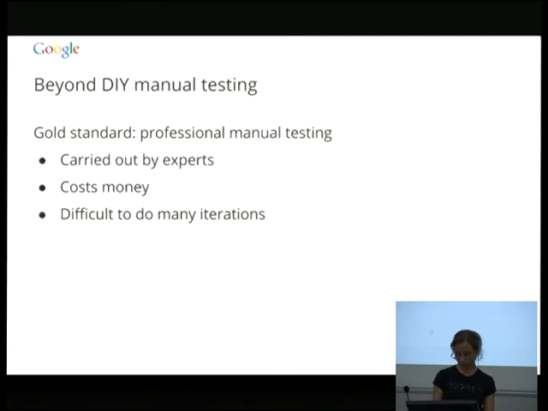So once we get beyond the DIY manual testing and we're like, well, this is a bit inefficient, the gold standard is professional manual testing. There are companies that have experts that will actually perform all this manual accessibility testing for you. They know exactly what they're looking for. They'll provide you a report with where your compliance is at. And if they've ticked it off, it's good to go. Pretty much anyone should be able to access it in theory.